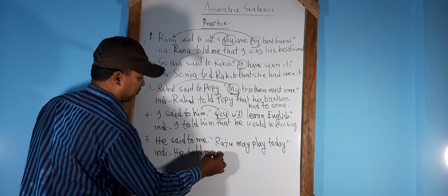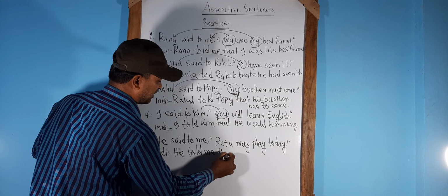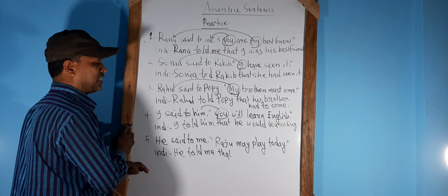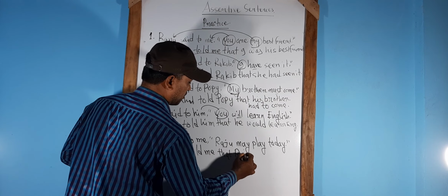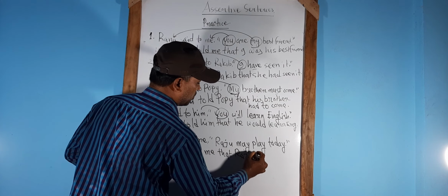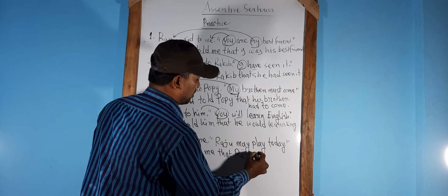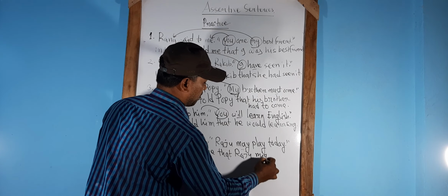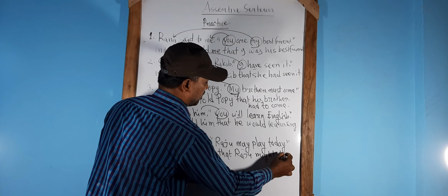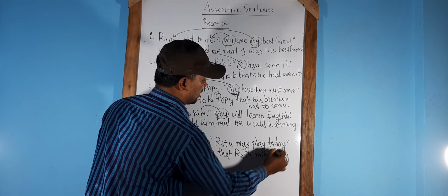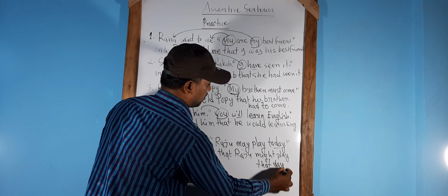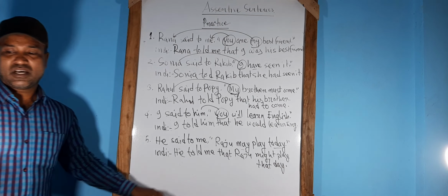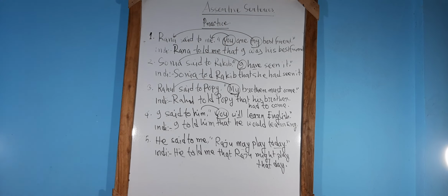Now number 5. He told me that, to delete the inverted comma, there will be that. Raju won't be changed because it is third person singular number. If we get may, there will be might. Might play. If we get today, that will be that day. Okay, this is the sense about the assertive sentence. Now, I'm going to discuss the second one.